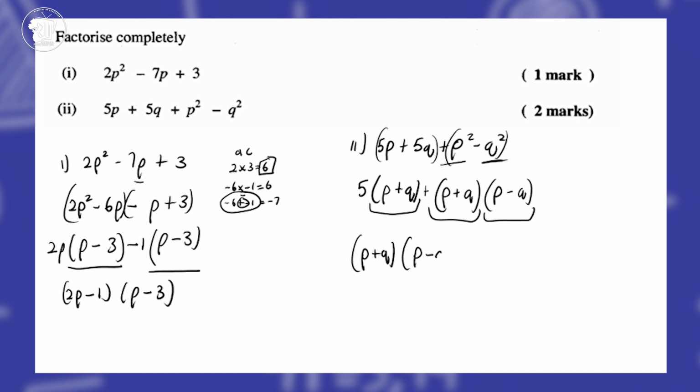So this will be P minus Q, but we see this 5 here is adding, so we will add the 5 to this. This will be plus 5. So this will be P plus Q in one bracket and P minus Q plus 5.